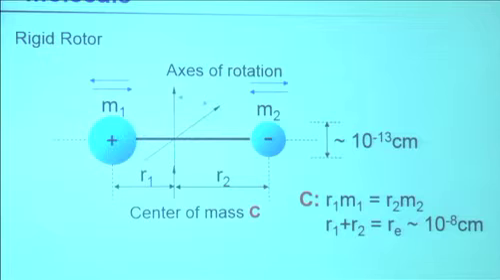In a mechanics problem, the first thing you do when you're worried about rotation is you find the center of mass. The center of mass is somewhere along this line. It's found when R1M1 is equal to R2M2. So there's the center of mass. You find the center of mass, and then you ask about the rotation about the axes.